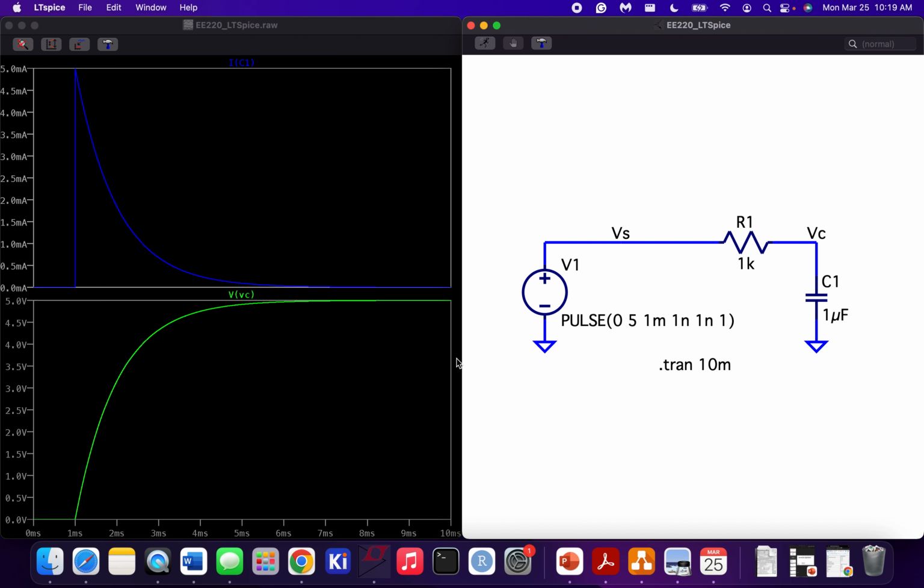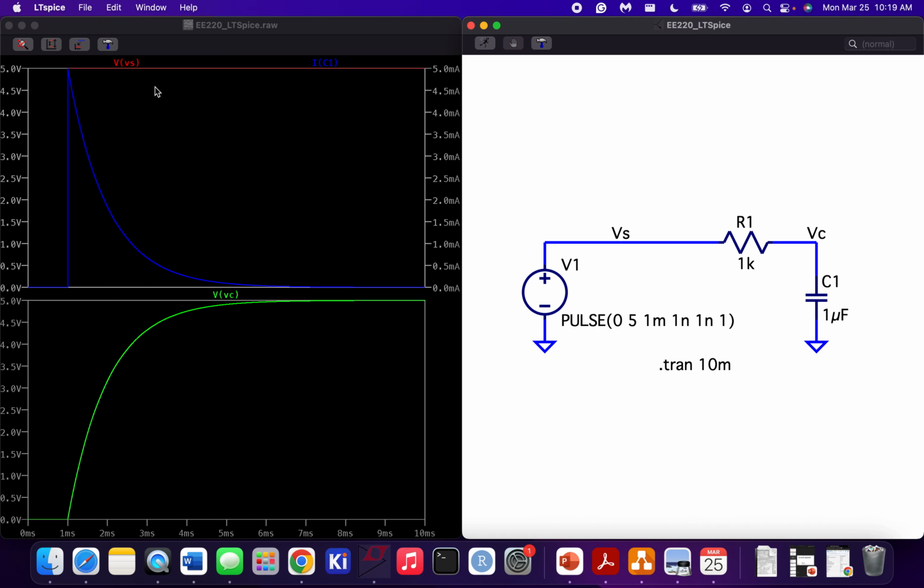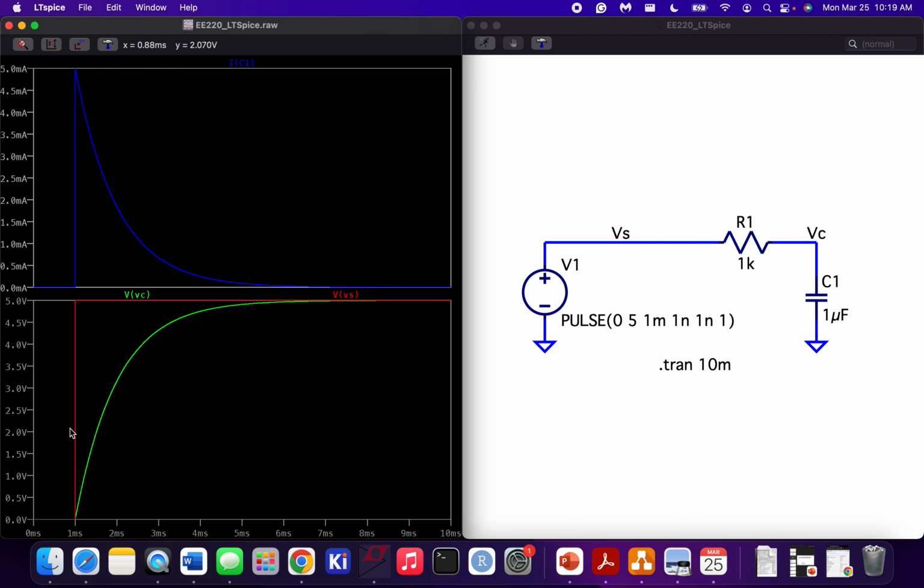Maybe it's not clear why the current spikes up, so I'm going to reiterate what's happening. Initially, the voltage is 0 across my capacitor, and the voltage on my source is also 0, right? Let me throw my source voltage in right here so we can see it. When my source voltage rises up, you can see that my capacitor voltage is still 0. And so that voltage difference, I have 5 volts on my Vs and 0 volts on my capacitor, gives rise to an immediate 5 milliamp current flowing through my 1K resistor, right?